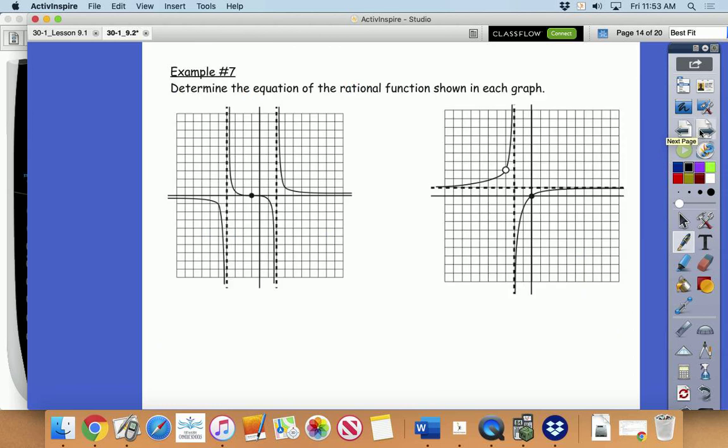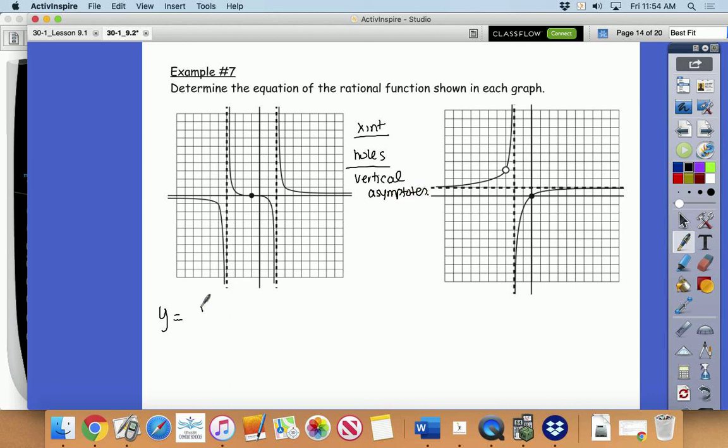Example number 7. So these are the interesting ones where you have to create the equations from looking at the graph. So things that are important are x-intercepts. You need to figure out what the factors of the x-intercepts are. You need to look at holes. You need to look at vertical asymptotes. All those things are important, okay?